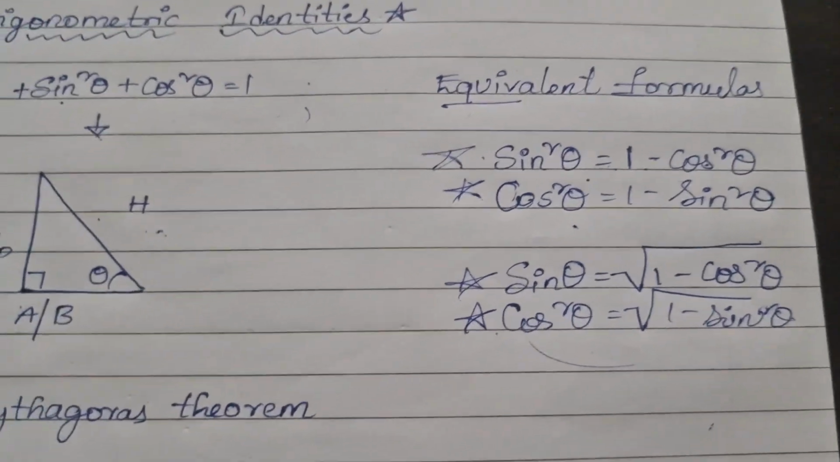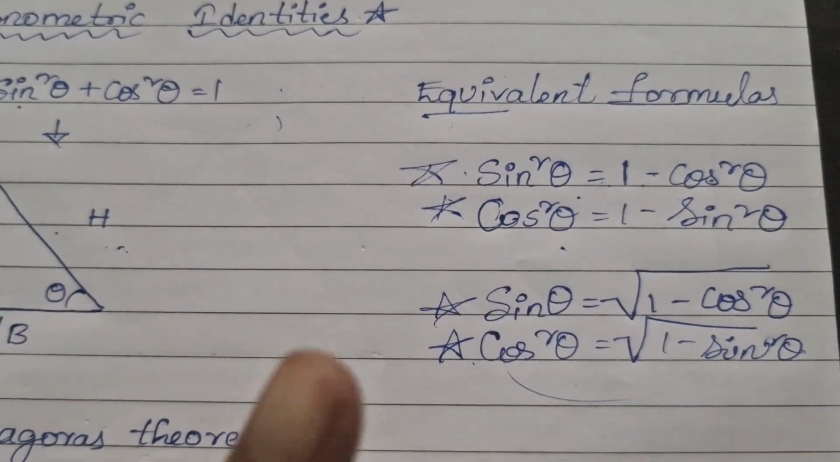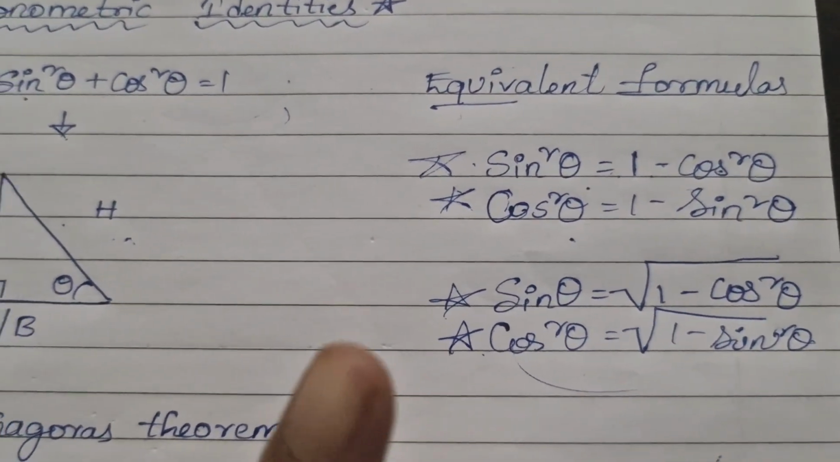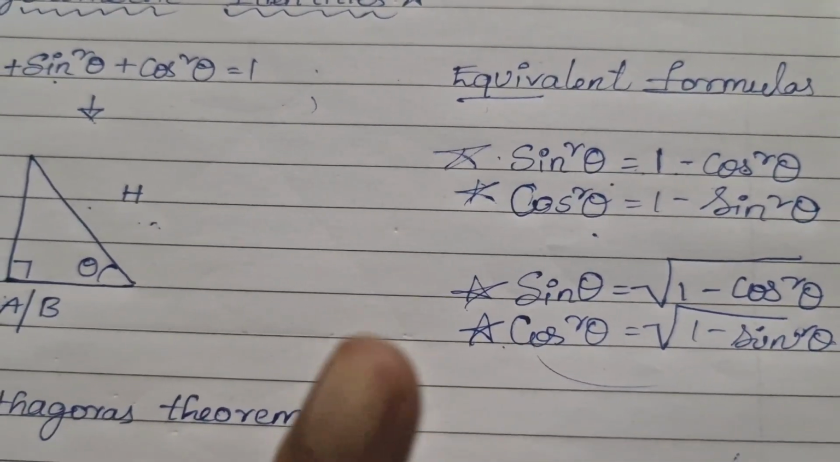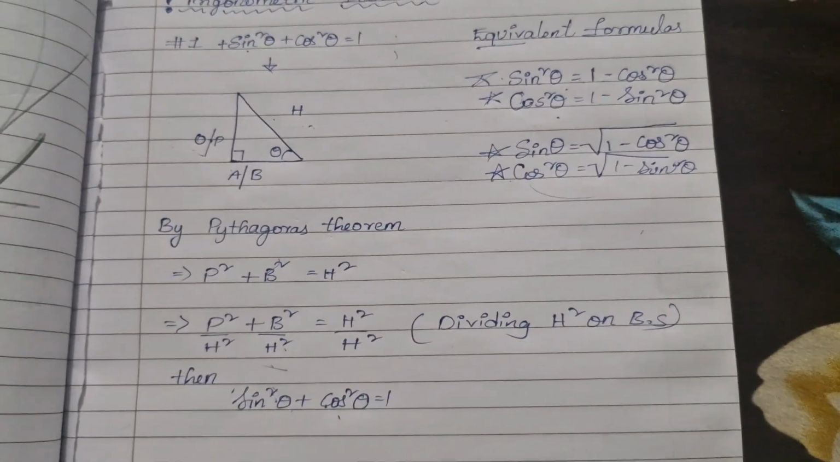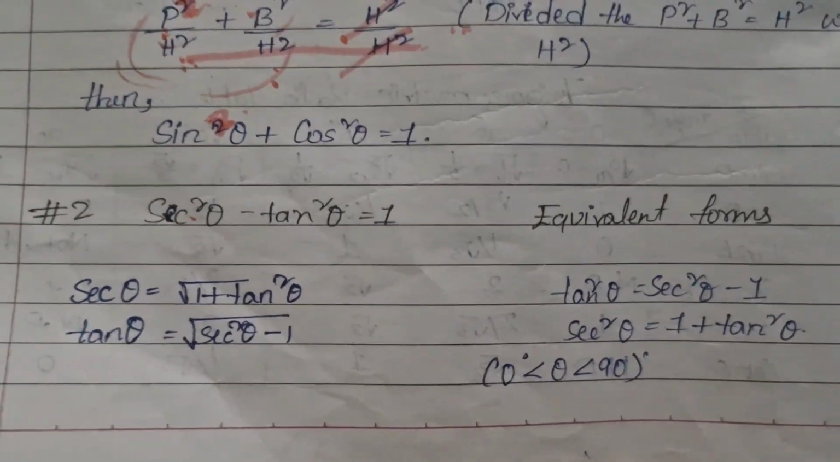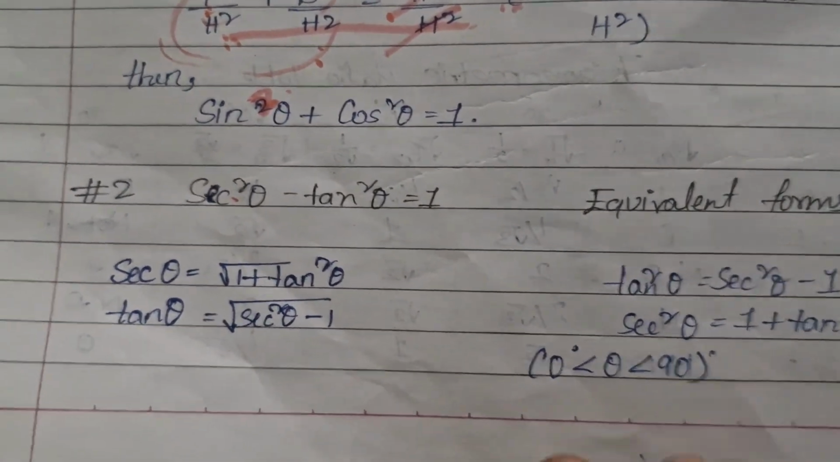What do we say? Remember. You have to remember these formulas in the entire 10th, not only 10 but also inter. It is useful for inter also. So this is the first identity. I'm gonna explain the second identity too. So this is the second identity that we have over here.